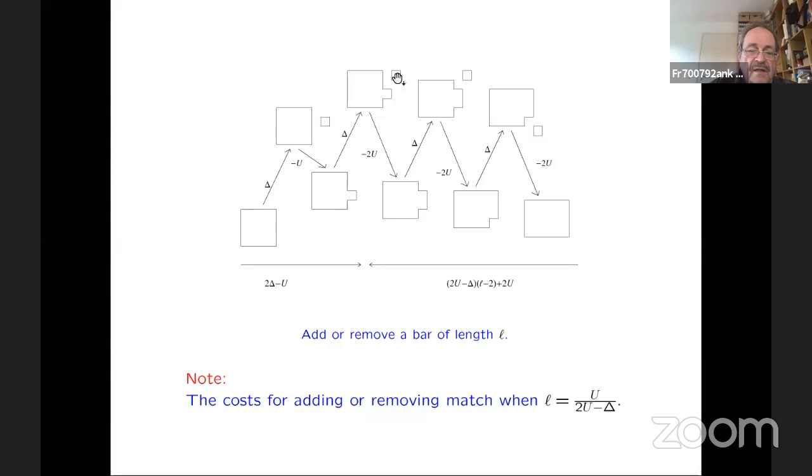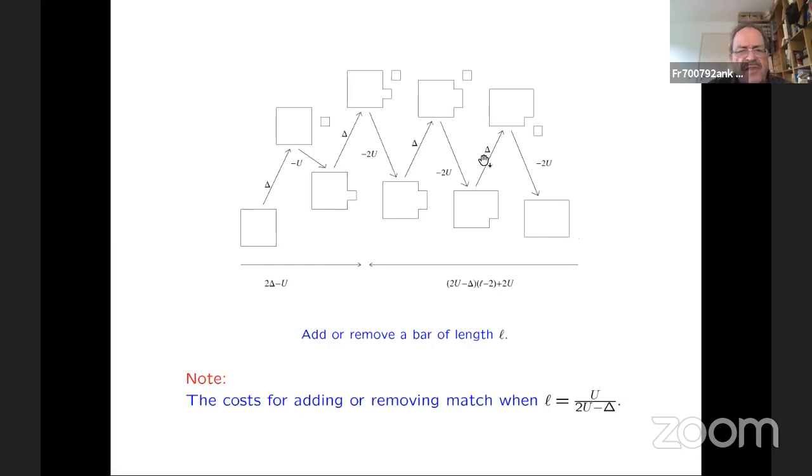Then you need to bring in the next particle. You go up in energy by delta. And then you glue that next to the particle that you had. So this would be a protuberance, and you add it there and you go down by 2u. And you continue doing that. Each time you bring in a particle, you go up by delta, and each time you tuck it in the corner next to the previous particles that you attached, you go down by 2u. And when you're done, you will have added a bar to your droplet.